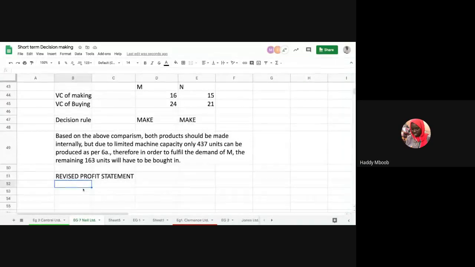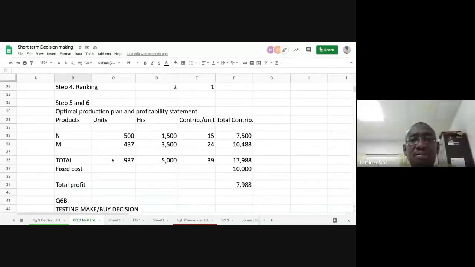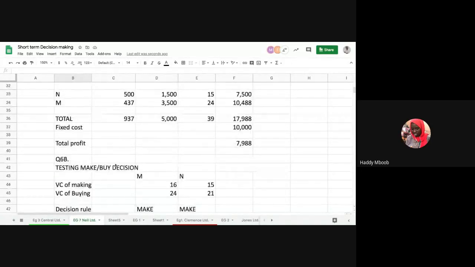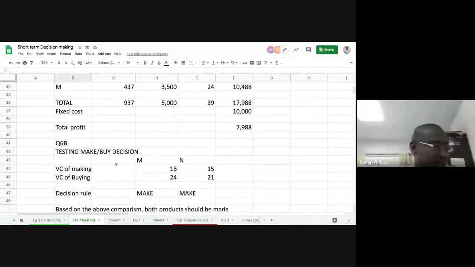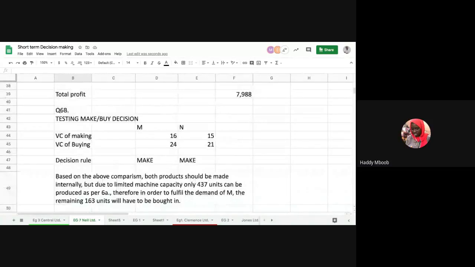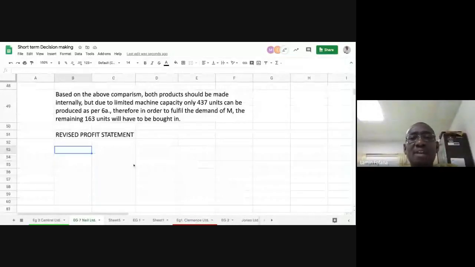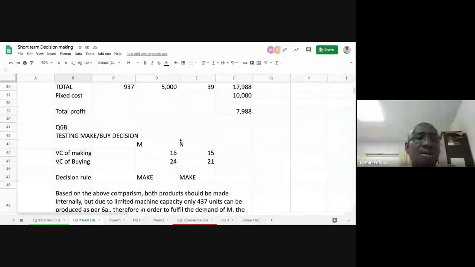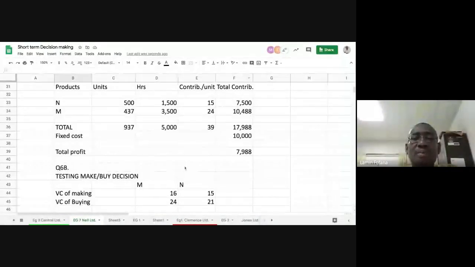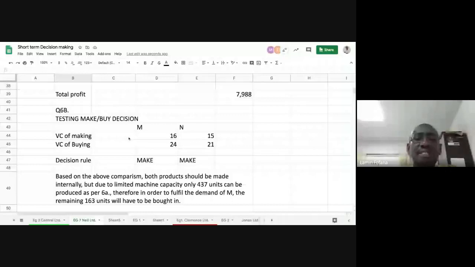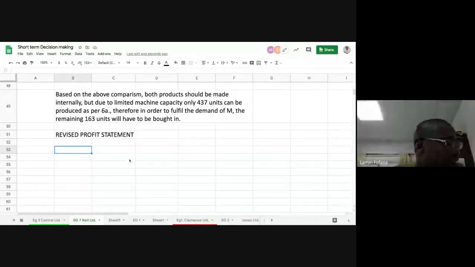I think the number of units will change. Yeah, that's what I think. What I mean is the calculation we have here on our total profit is going to remain the same, because this is all based on when we are making. So the additional thing that will come is when we have to buy the 163 units.